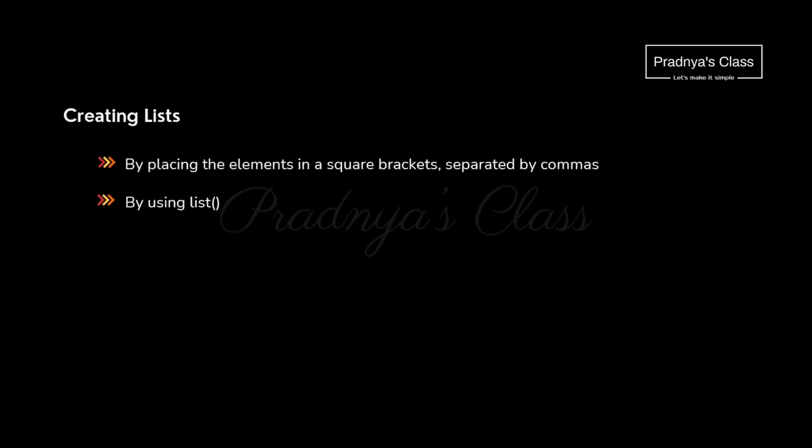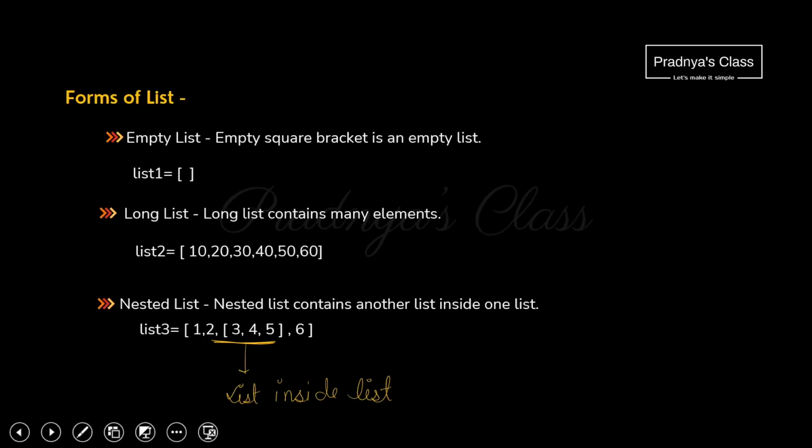How can we create a list? In these two ways we can create a list. By enclosing the elements in the square bracket, this is how we create an empty list. Here is a list with the elements. And we can even nest one list inside another list. It is called a nested list.